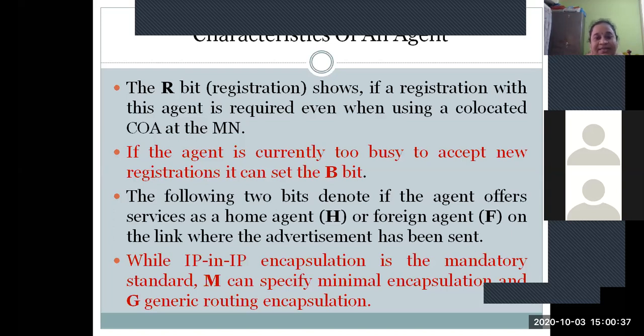Next one is the H and F bits. These two bits indicate the service in which the agent is acting, whether it is acting as a home agent or as a foreign agent. That can be identified using the corresponding bits. If H is enabled, it is acting as a home agent. If F is enabled, it is acting as a foreign agent, right? While IP in IP encapsulation is a mandatory standard, right?